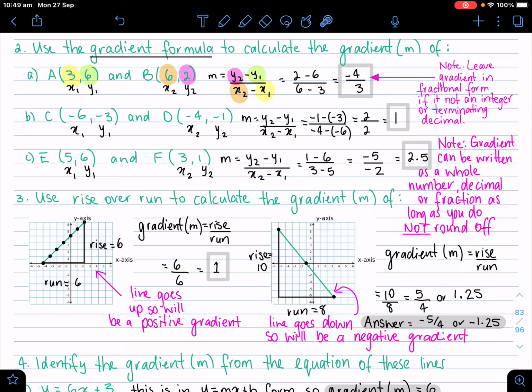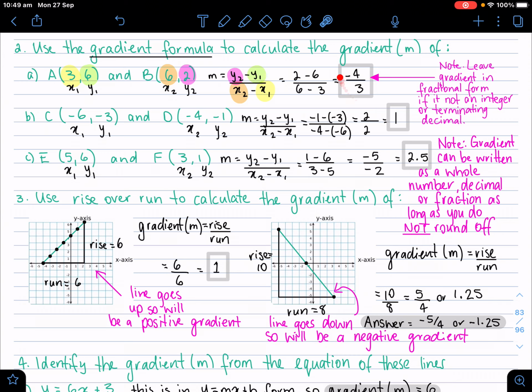So once I've chucked it into the formula, I simplify. 2 minus 6 is negative 4, and 6 minus 3 is 3. Now, the gradient can be written as a fraction, as a decimal, or as a whole number. However, we can never round off.